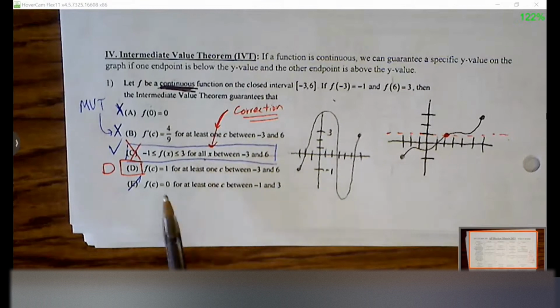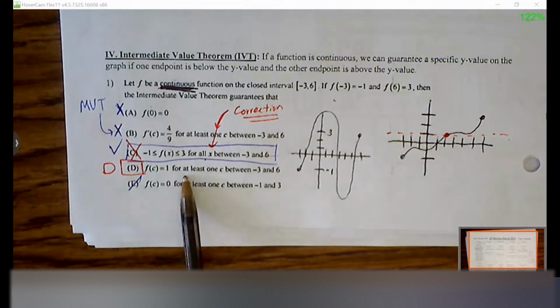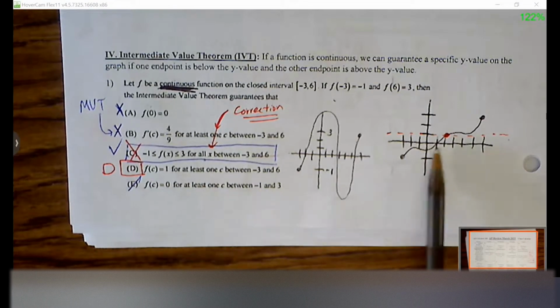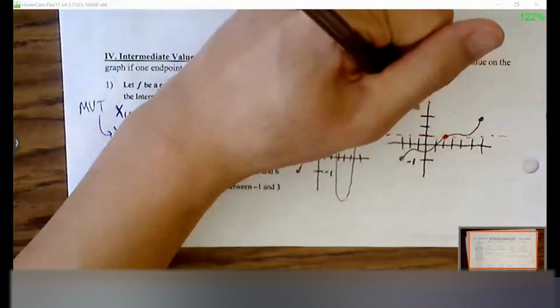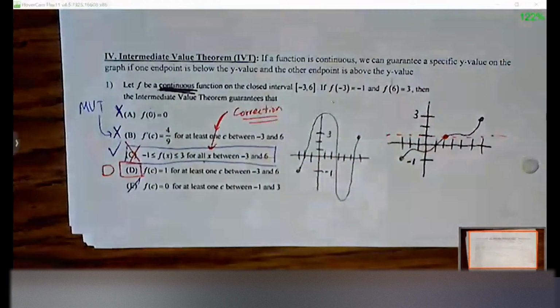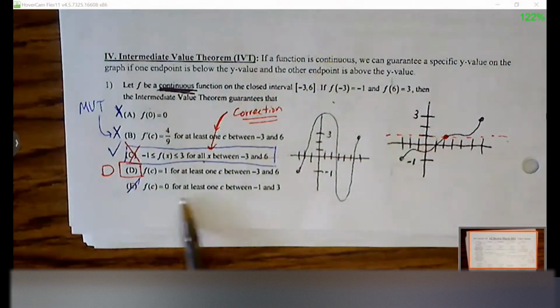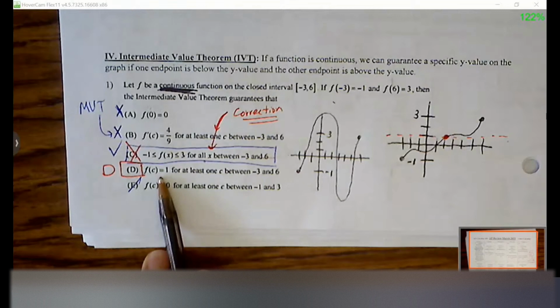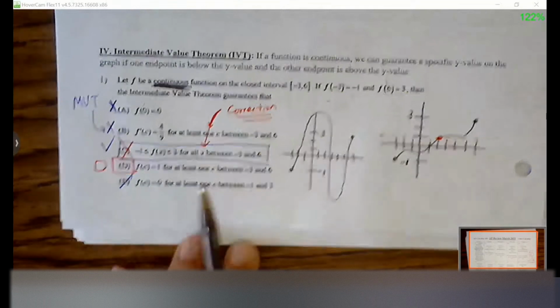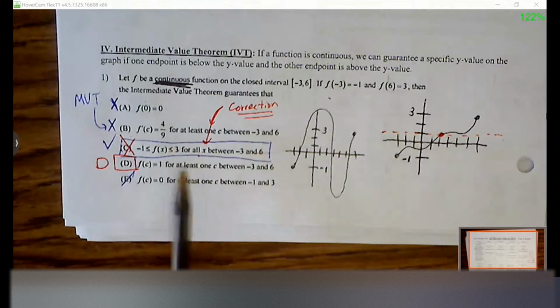Okay. D is going to be the better answer because it's saying that we can guarantee a y value of 1 for at least one value between -3 and 6. And that's true because I have one endpoint sitting at -1. I have another endpoint sitting at 3. And those are y values that are clearly above and below my target y value of 1. So I misread the problem choice for C, and I think D is going to be the better answer for IVT.